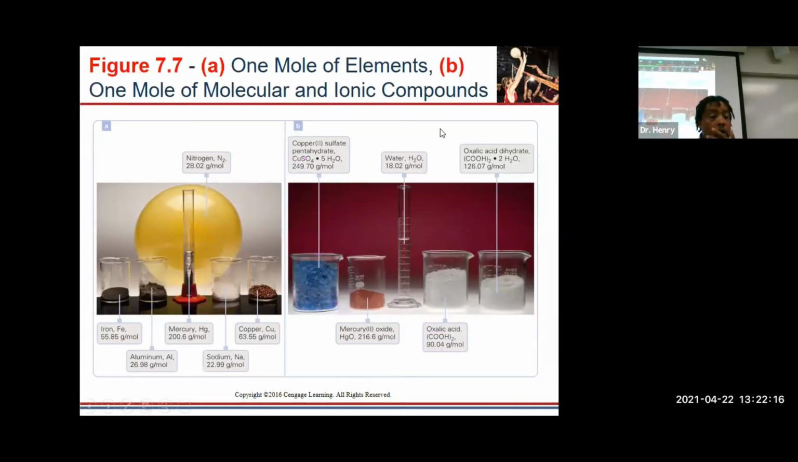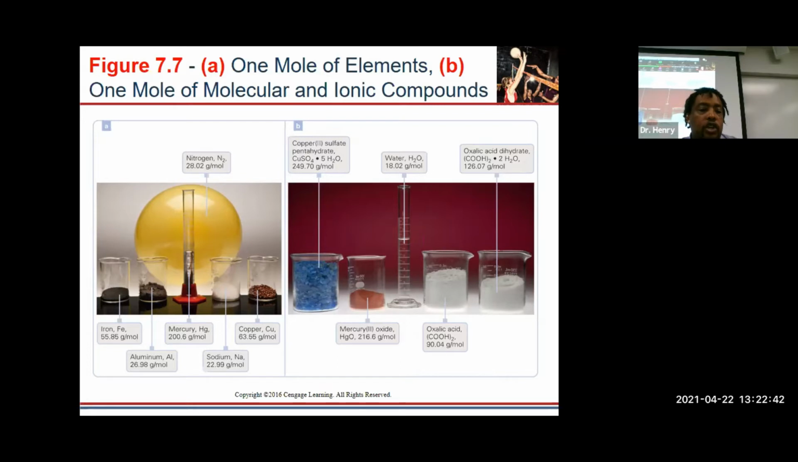So in terms of the mole, if you look here, this is a mole of all of these different components. This is a mole of iron. This is a mole of aluminum. This is a mole of mercury. This in that balloon is a mole of nitrogen. This is a mole of sodium. This is a mole of copper.